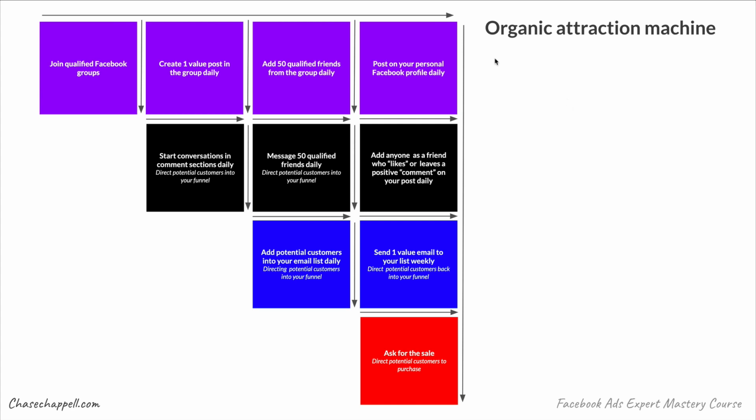So let's look at how this works from a high level now. We covered joining qualified Facebook groups. And when you join qualified Facebook groups, you're then going to create one valuable post, not spamming, no links. You're just going to create a value post, creating a lot of value and engagement, improving the group so that way you don't get kicked out, giving a lot of value so a lot of people find what you're doing is authentic. You're then going to start conversations in those comment sections daily, directing potential customers to your funnel by helping them. If you have a solution, don't always answer their question exactly. Just give them enough info that really helps them believe that you know what you're talking about, and then you can direct them to your funnel.